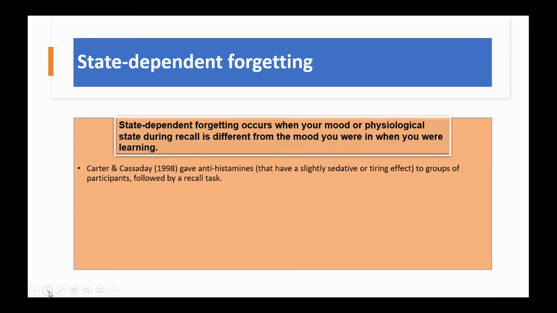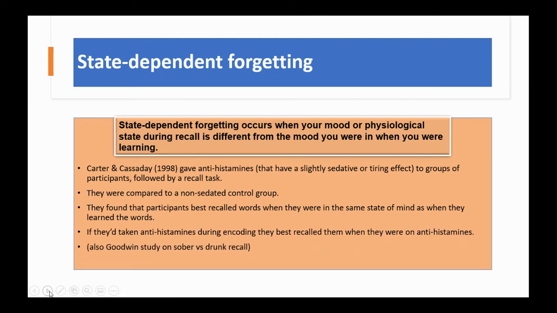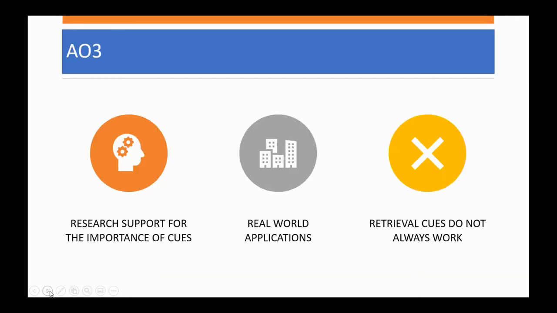State-dependent forgetting is about the mood you are in. So there's a study on antihistamines, and there's also a study on whether people are sober or drunk when they are recalling information. So it's about your mood and having a cue from the state that you are in.